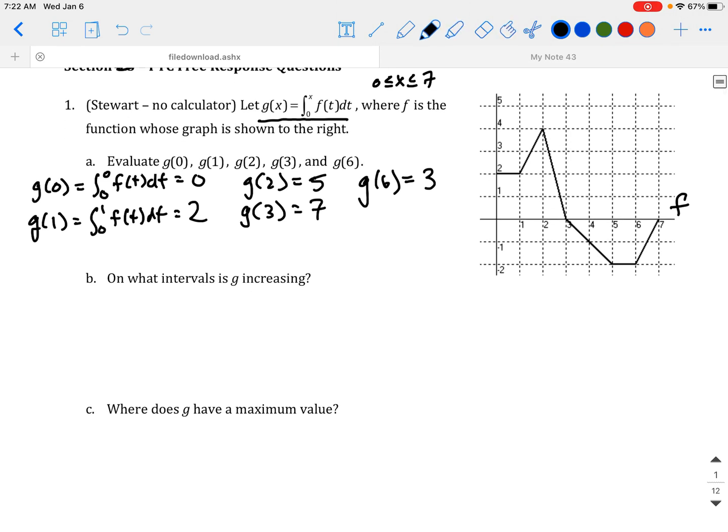So let's move to the second part. On what intervals is g increasing? So we need to know, what is the derivative of g? Well, from here we can see we've got this basic 0 to x integral, so that's just going to be f of x.